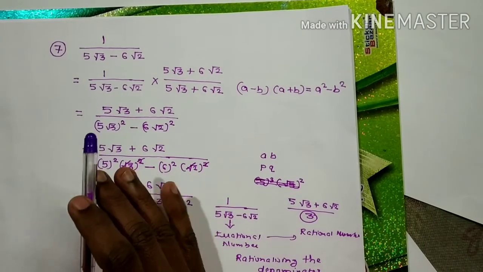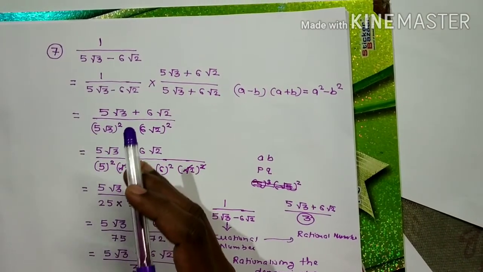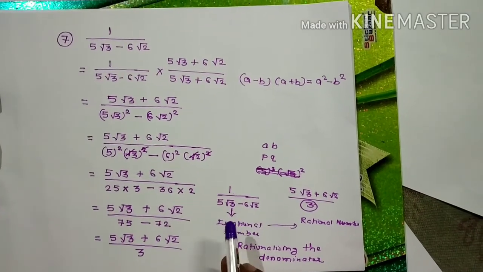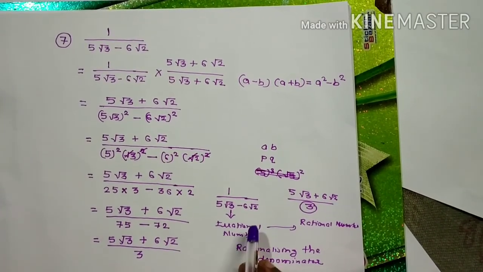So we have solved many examples to learn how to rationalize the denominator. So this is how we have to rationalize the denominator by using conjugate.